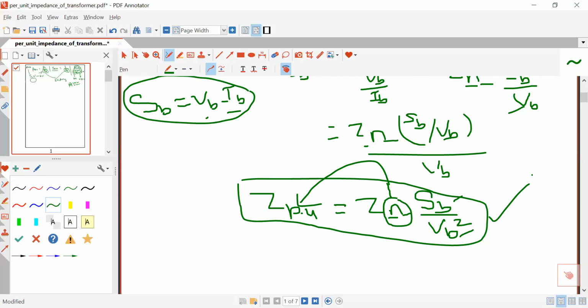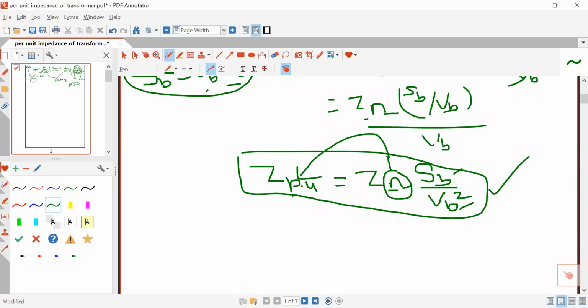And this formula is not only valid for impedance. This formula is valid for resistance and reactance also, because you are going to convert ohm in per unit. So if you are going to convert a resistance value, which is given in ohm, in per unit, just in place of Z, you have to write R. Or if you take the reciprocal of Z, then it will be admittance. And if you take the reciprocal of this, then it will be the actual value of admittance. The unit of admittance is mho or Siemens. And the reciprocal of this will be VB square by SB.